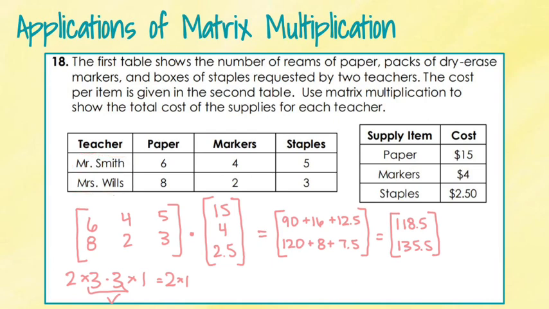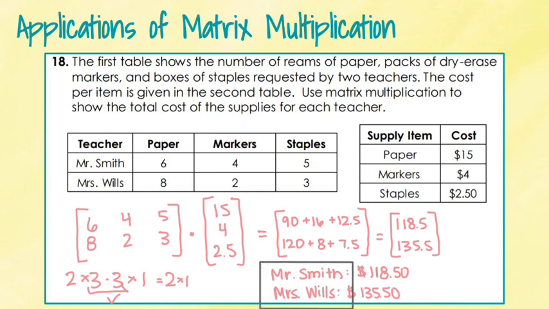So, Mr. Smith spent a total of $118.50, and Mrs. Wills spent a total of $135.50. So this is our final answer for this problem.